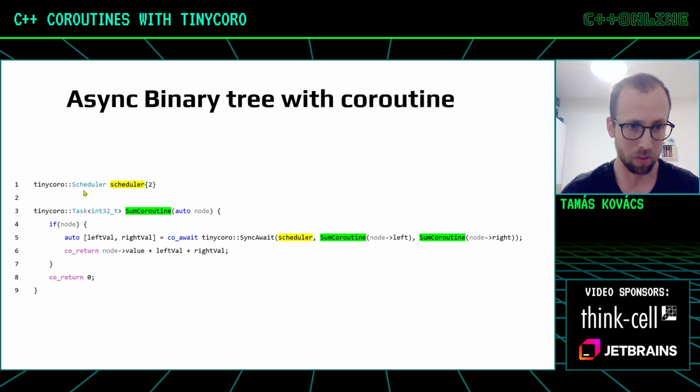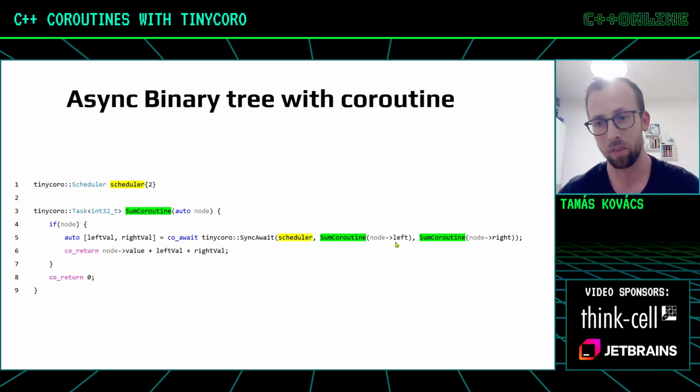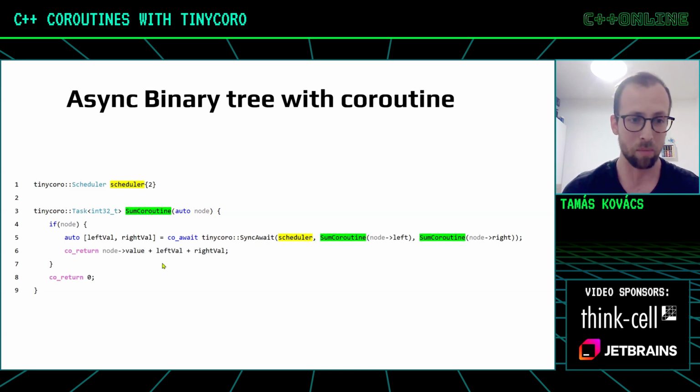And we have a sum coroutine in line 3, which gets the node. And as you can see in line 5, we have a tinycoro sync await helper function, which is intended to schedule and start the coroutines. The first parameter is the scheduler, and the second and third parameters recursively call the same coroutine with the left and the right child, so we can simply iterate over the binary tree and sum up the values, as you can see in line 6.